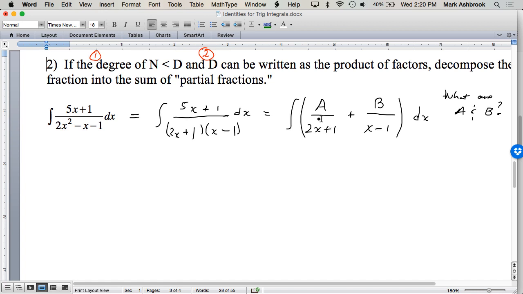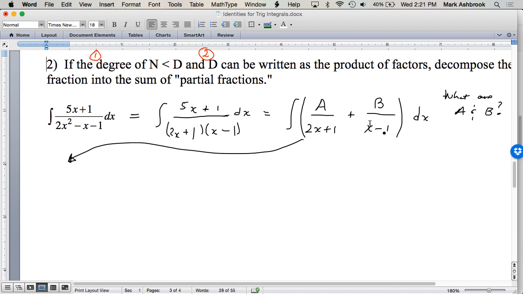Okay, so now we're going to add these fractions. So when we add these fractions together, I'm going to do it outside of the integral now. So just the rate of change function, we're going to rewrite. Could you add those together? Could you add A over 2x plus 1 plus B over x minus 1? How do we do it? Multiply by something to get a common denominator.